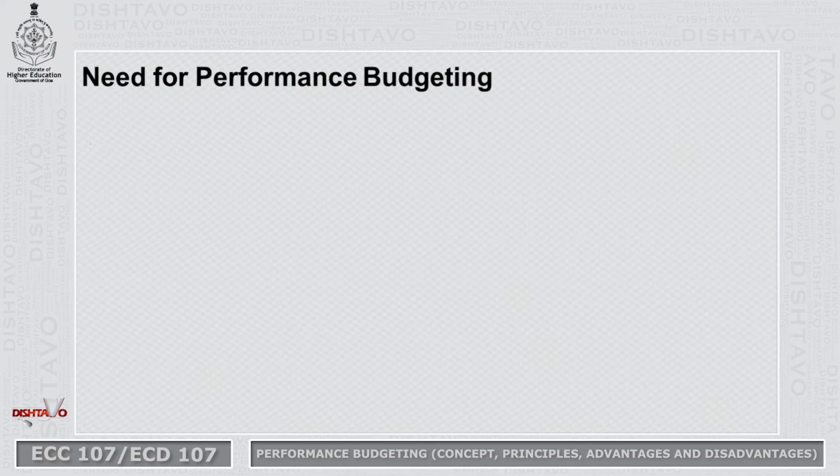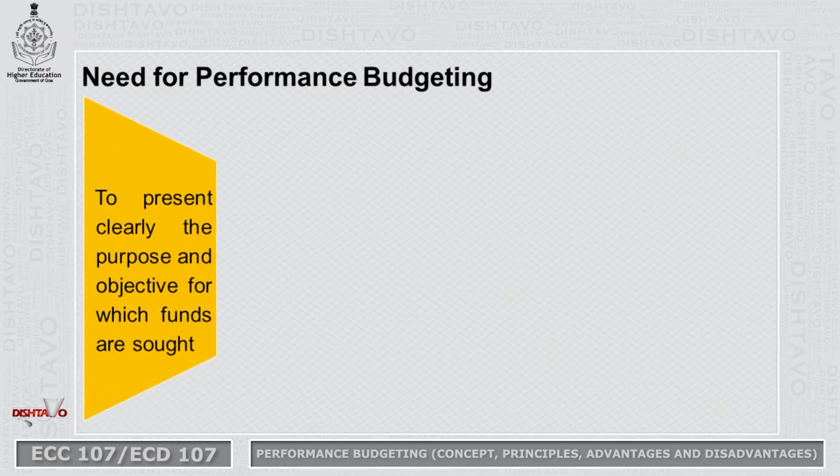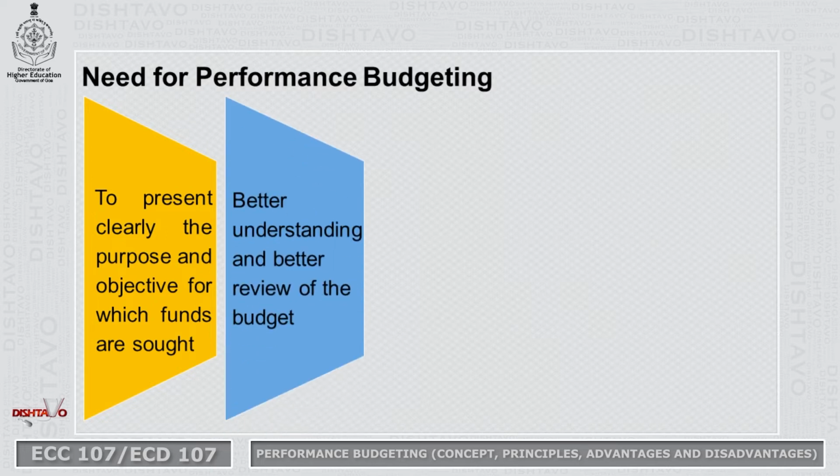So now having understood the concept, let's see what is the need for this performance budgeting. A study team on financial administration observed that the main purposes to be served by performance budgeting are, number one, to present more clearly the purpose and objective for which funds are sought and to bring about programs and accomplishment in financial terms. Second, to help a better understanding and better review of the budget by the legislature.